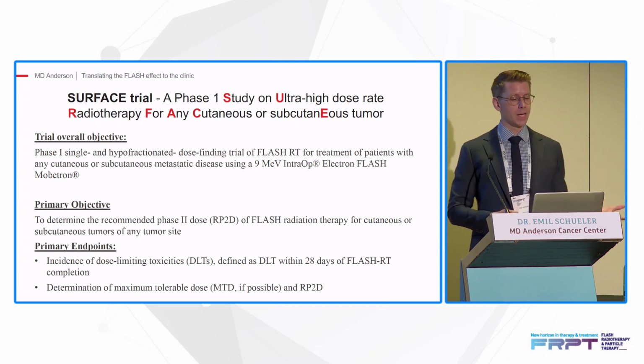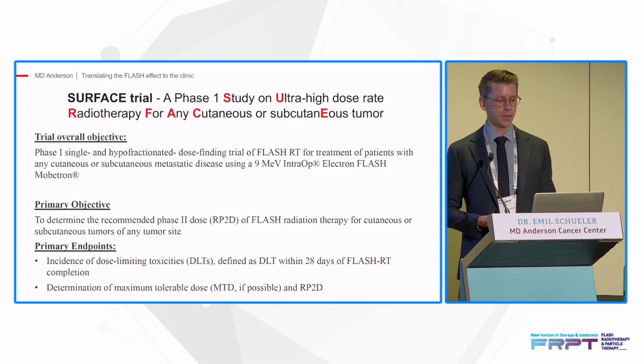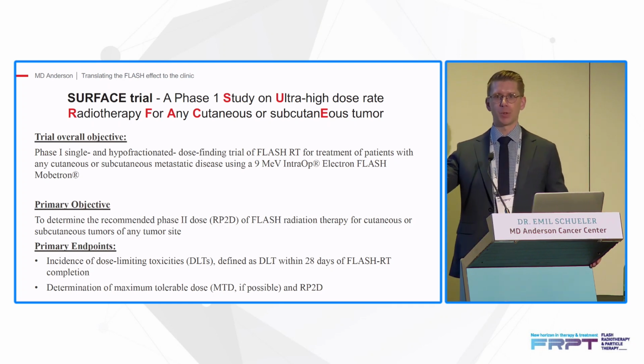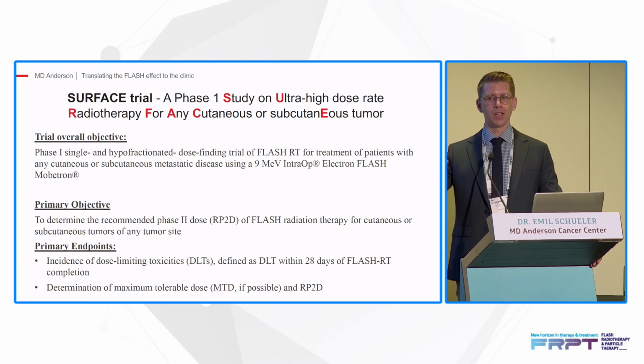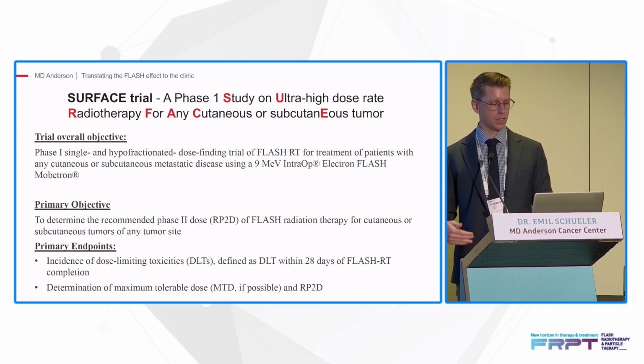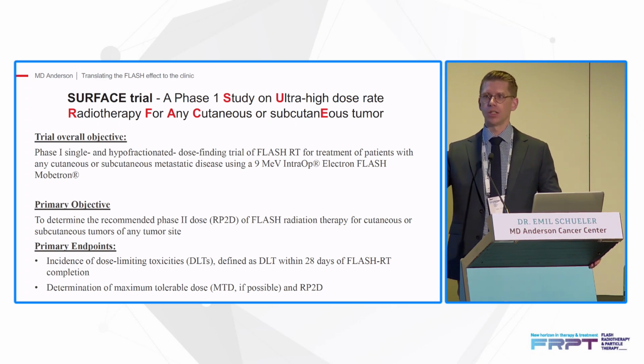So it's a single and hyperfractionated dose-finding trial of patients with cutaneous or subcutaneous tumors, and we'll use the 9 MeV Mobetron unit for this, with the primary objective of feasibility and safety, but really to determine the recommended phase 2 dose to be used, and looking at a separation between cutaneous metastases as well as primary tumors in that setting. And looking also at the incidence of dose-limiting toxicity defined within 28 days, and a BOIN design there in order to bring us further in a dose escalation trial.